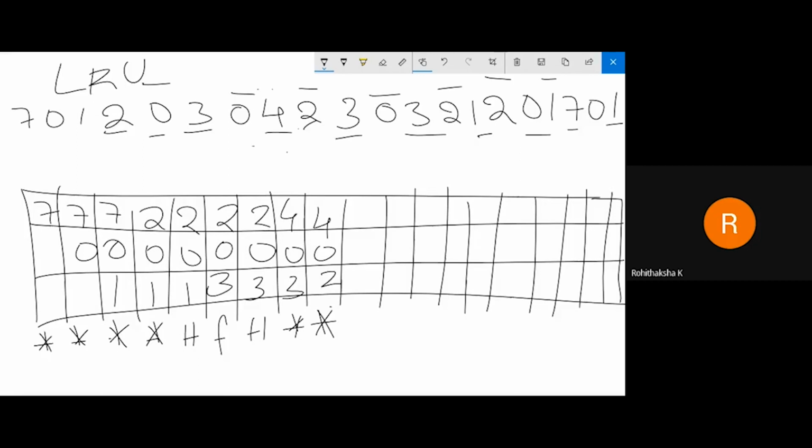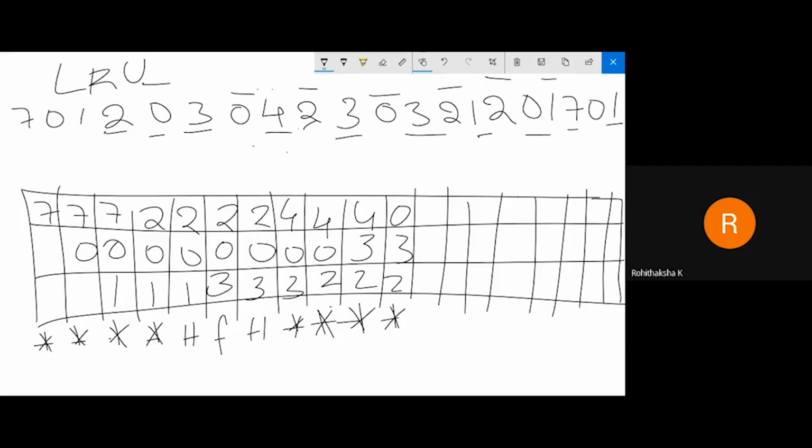So next one is 3. If you look at this, I have 2 here, 4 before the previous to 2, and 0 is the last one. So I'll replace 0. So 4 3 2 and I get a page fault. Similarly for 0: 3 is used recently, 2 is also used, and 4 is not used recently. So I can replace 4 with 0 and make it 0 3 2, and mark it as a page fault.